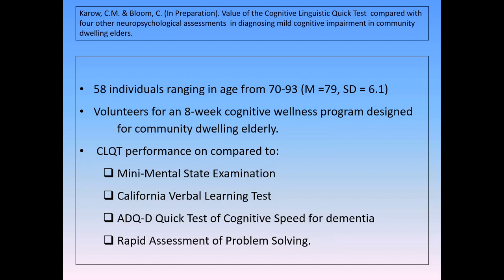Okay, these individuals were volunteers for an 8-week cognitive wellness program. And they compared the Clickit to the Mini Mental State Exam, to the California Verbal Learning Test, which is a highly used way to look at particularly auditory memory. It does require not only memorizing lists, but repeating them back. So it has a lot of language involvement. We don't use it with people with aphasia, but highly used with other populations. The Quick Test of Cognitive Speed for dementia was the third measure, and Rapid Assessment of Problem Solving. If you're not familiar with those, you can look them up on the internet.